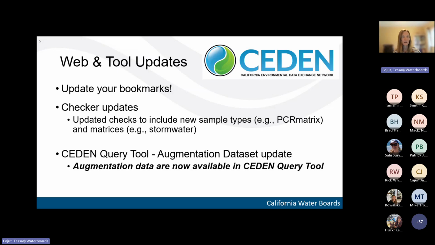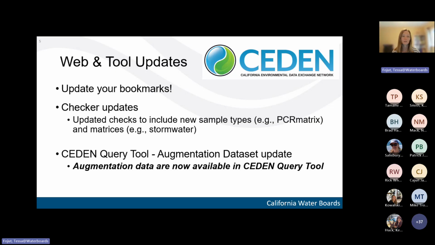Just wanted to highlight the updates that we made. The checker we had over the last little while, we have added a couple new sample types and new matrices, and those were not incorporated into some of the checks, and so they were giving errors. So we got that fixed up.